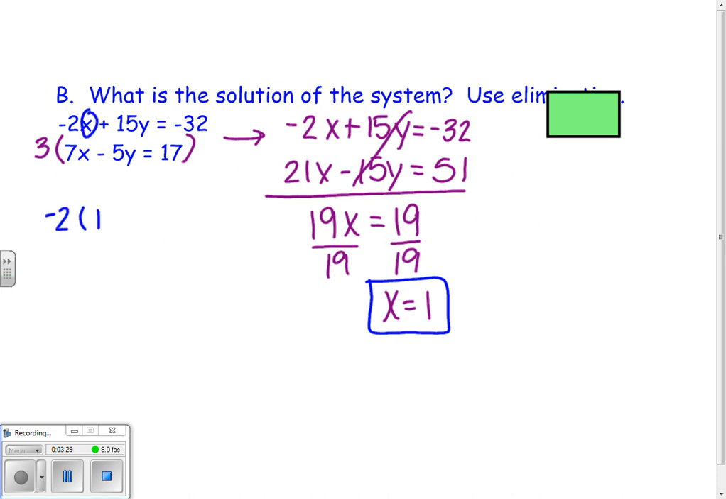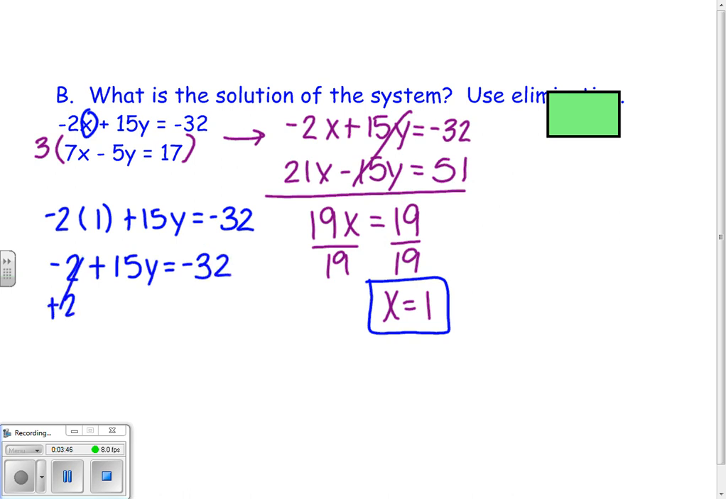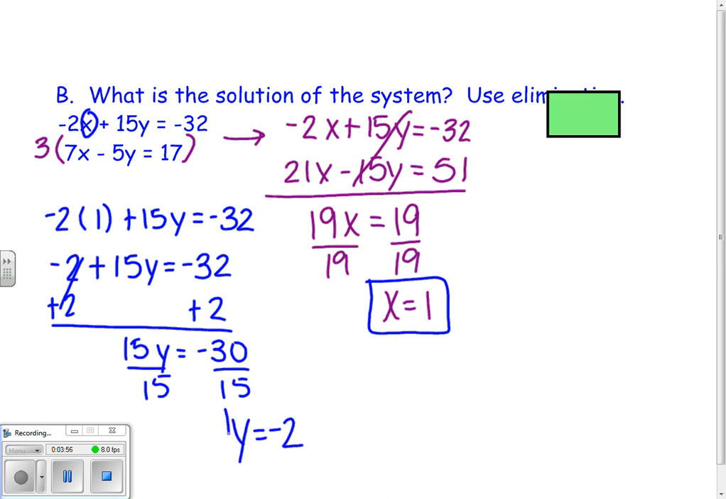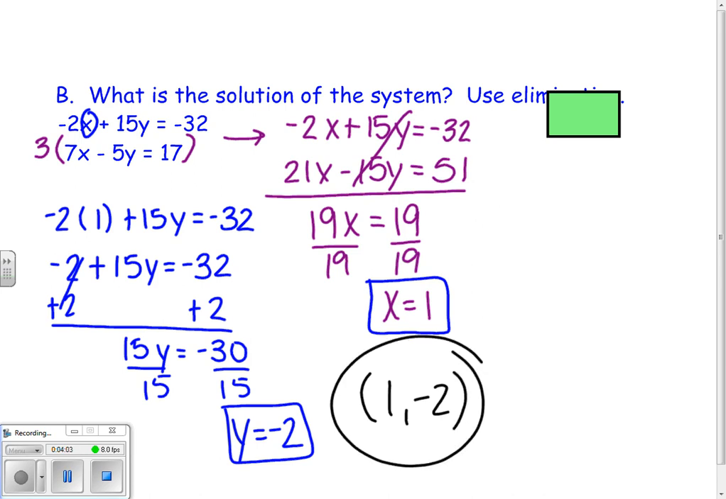So negative 2 times 1 plus 15y equals negative 32. The choice is completely yours. I tend to pick the top equation unless one of them looks significantly easier than the other. So solving, I get negative 2 plus 15y equals negative 32. Add 2 to both sides. Gives me 15y equals negative 30. And dividing by 15 gives me y equals negative 2. This one also ends up being an independent, consistent system because it has an answer. One, to be exact.